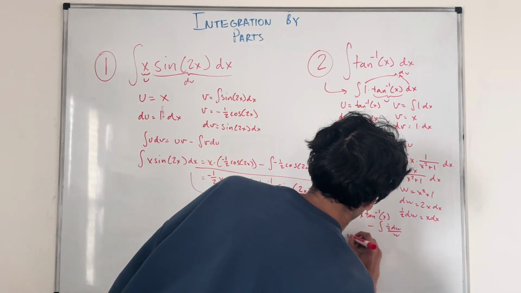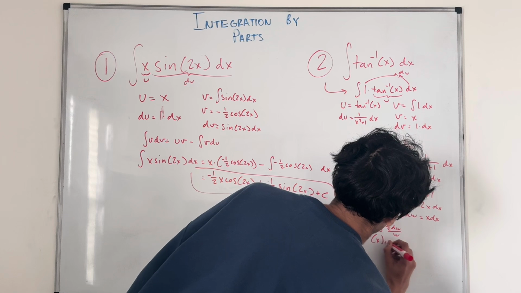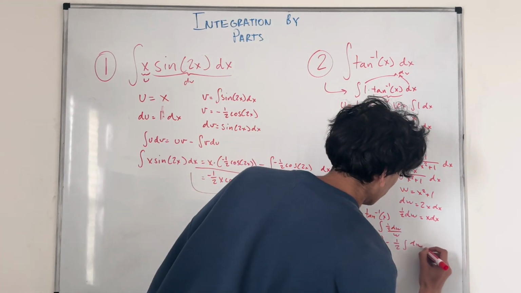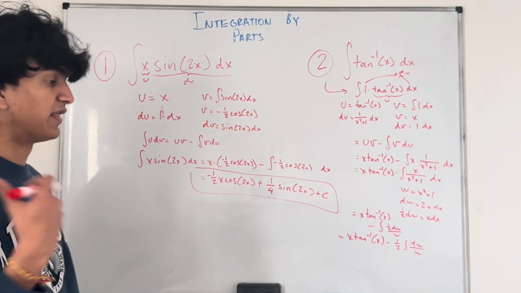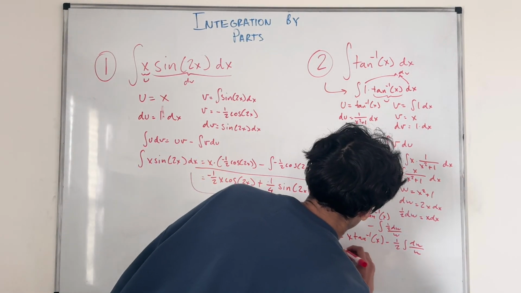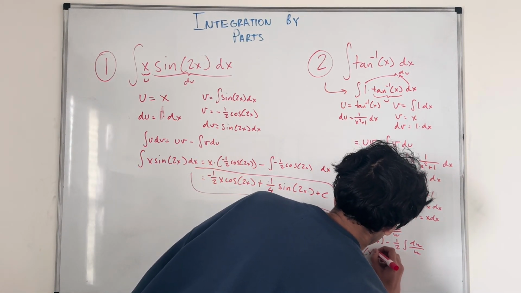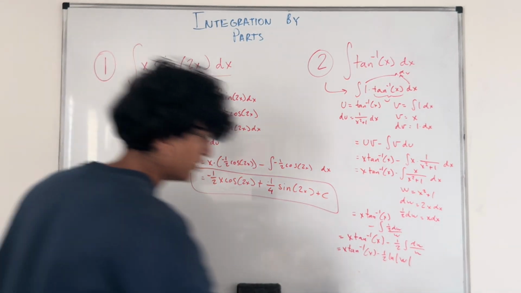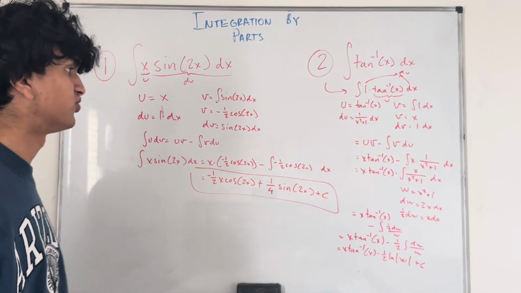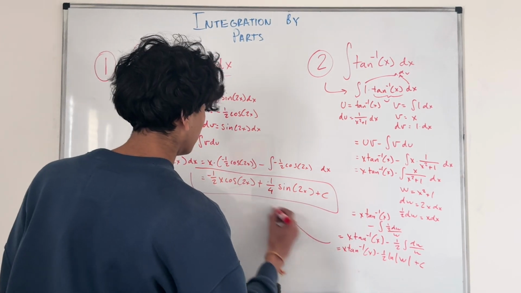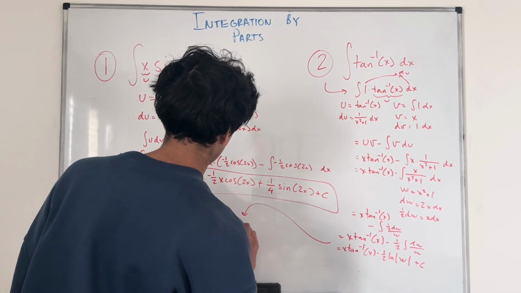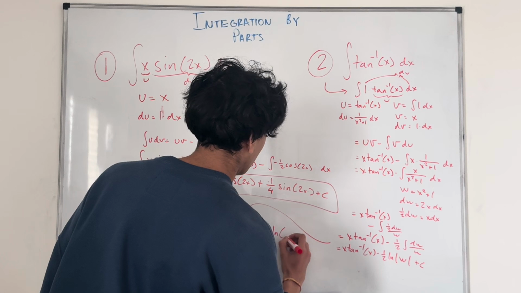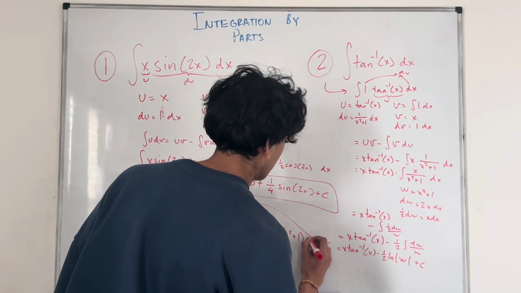So this would be equal to x times tan inverse of x minus, I'm going to pull out that 1/2, 1/2 integral dw over w. Hopefully you for sure know that's natural log. So I get x tan inverse of x minus 1/2 ln absolute value of w, plus c. And I know my w is just x squared plus 1. So I'm going to move this over here. So it's equal to x tan inverse of x minus 1/2 ln of x squared plus 1 plus c.